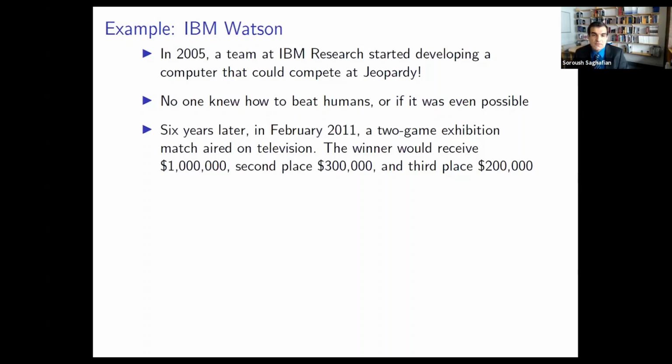And in February of 2011, there was a 2-game exhibition. The winner would win $1 million, the second place would win $300,000, and third place would win $200,000.